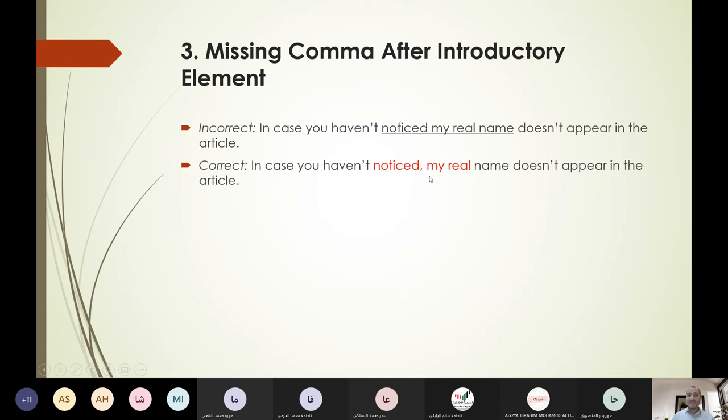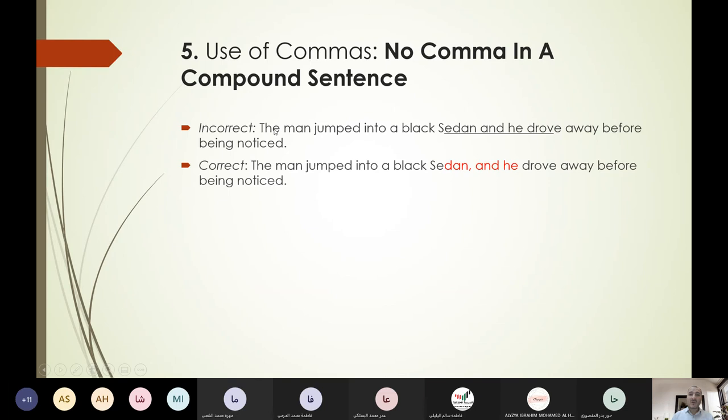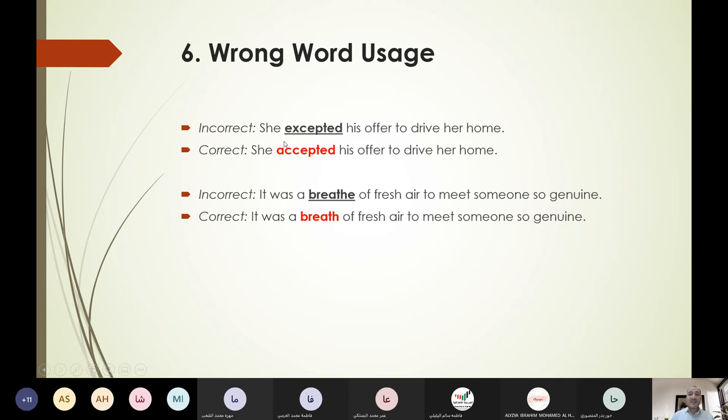Apostrophe. I don't believe it's finally Friday. It's finally, it is finally. So we use an apostrophe. Okay, no comma in a compound sentence. Like what? The man jumped into a black sedan and he drove away before being noticed. Before a compound conjunction, use a comma. Okay, and he drove.